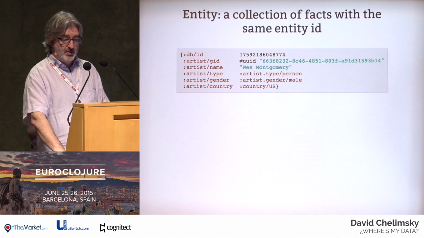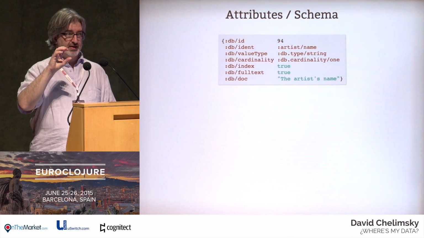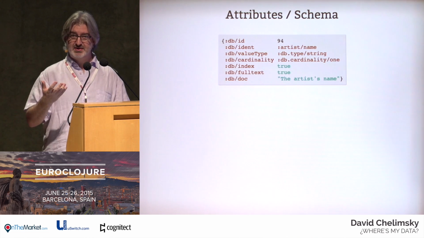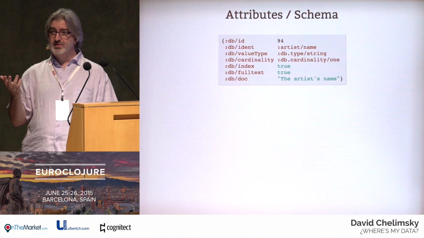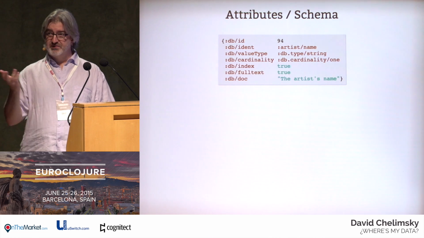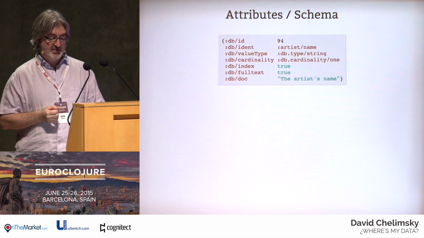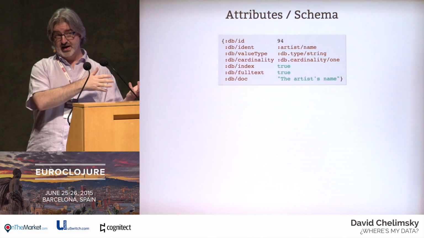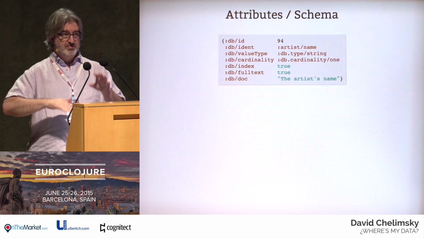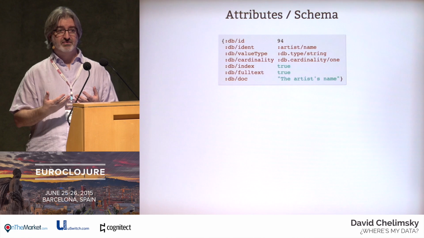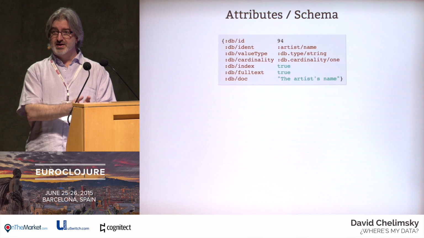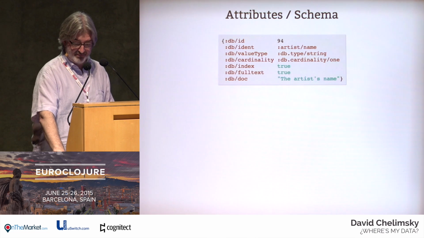And so another important building block is the fact that attributes themselves are entities, and they're represented in the database in the same way as any other entity is. This is the artist name attribute. It's got a value type of string. There are obviously different value types that we can have. It has cardinality of 1. We can have cardinality 1 or many. And if we have cardinality many, and we have a many-to-many situation, we don't have to do the kind of thing we have to do in a relational database where you have like a join table. We just declare that it's cardinality many, and Datomic will take care of that relationship for us.